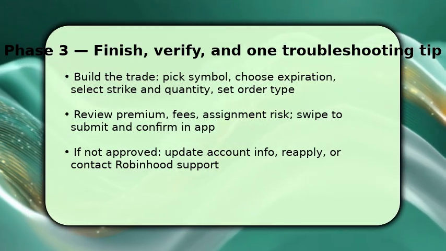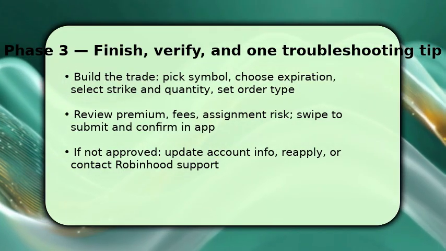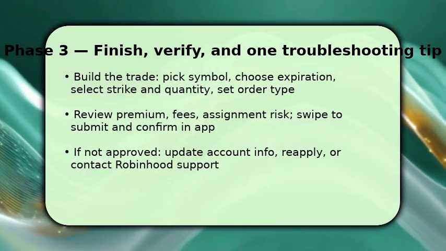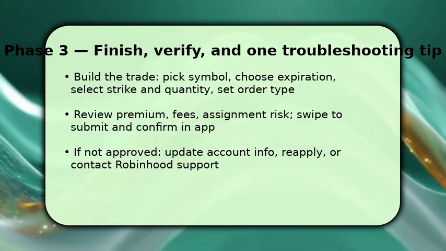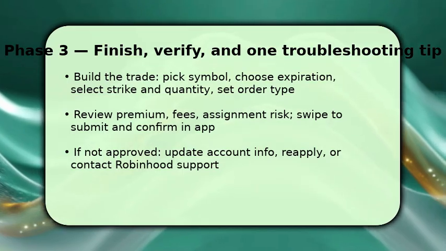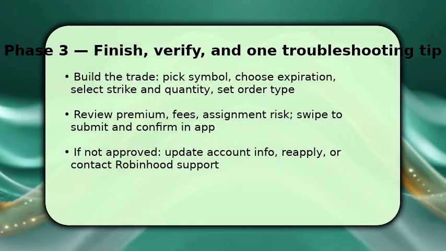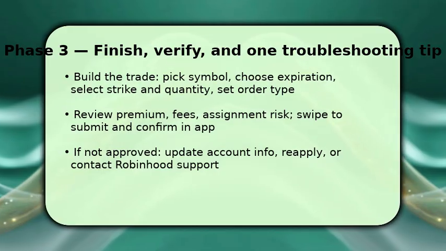After execution, monitor positions in the Options tab and set alerts. If approval fails or features are missing, update your profile, reapply for a higher level, or contact Robinhood support for specific account issues.